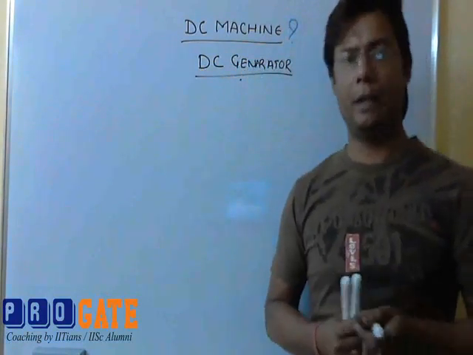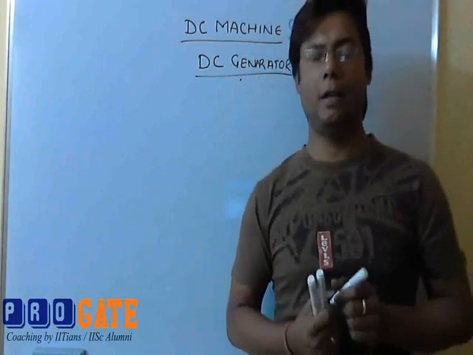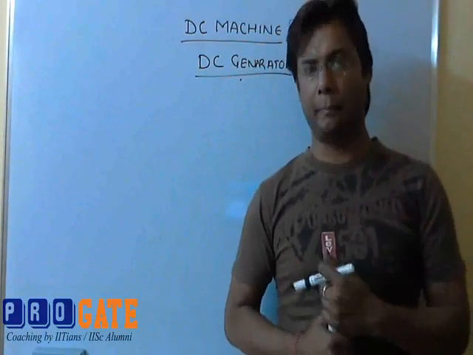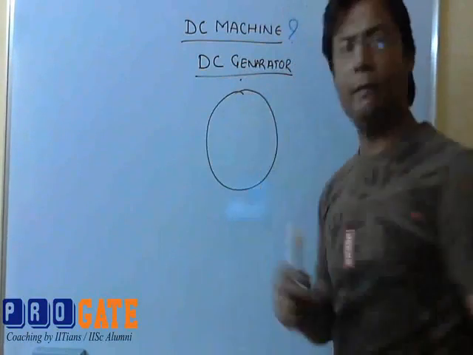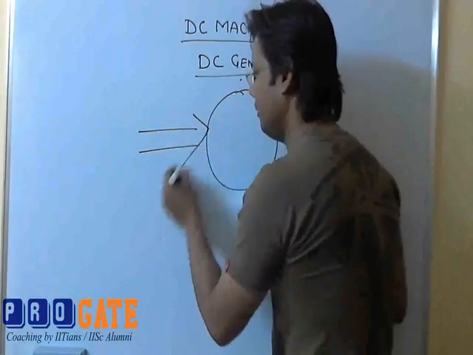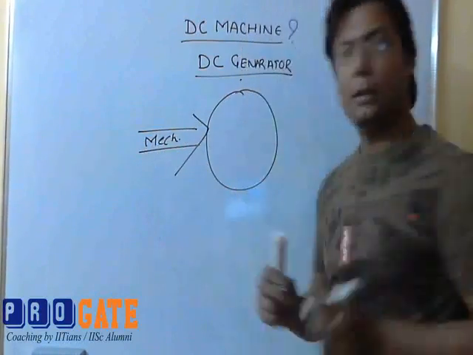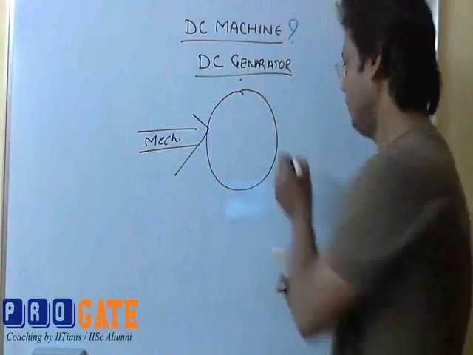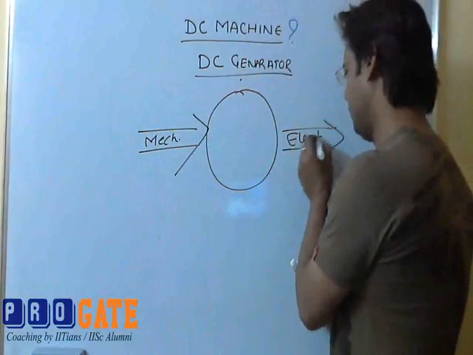A DC generator is an electrical machine which converts mechanical power to electrical power through the medium of magnetic induction. So, if it is a machine, suppose we are providing some mechanical power to it, it is converting it into electrical power.